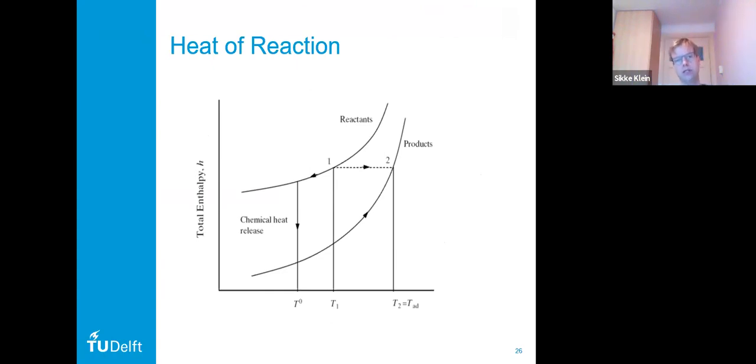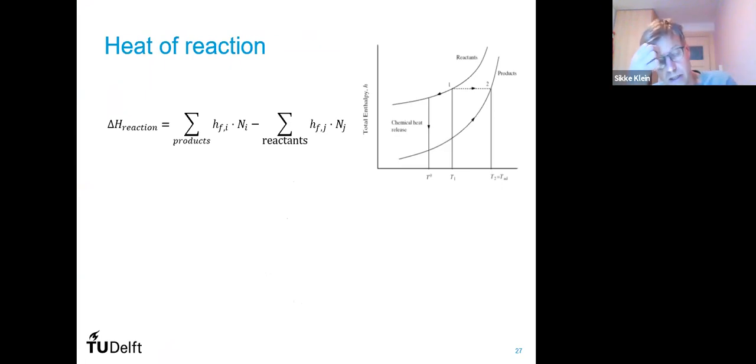Then we come to the next item, the heat of reaction. If you look at the total entropy, it is a combination of the chemical entropy and the sensible entropy. If you go from the reactants, in our case CH4 plus O2, to the products, CO2 and H2O, you get the same total entropy. So the total entropy doesn't change, but you convert the chemical entropy into heat. So you get an increase in temperature. That's chemical heat release. The heat of reaction is a little bit high school chemistry: it's the total energy in the products minus the total energy in the reactants.